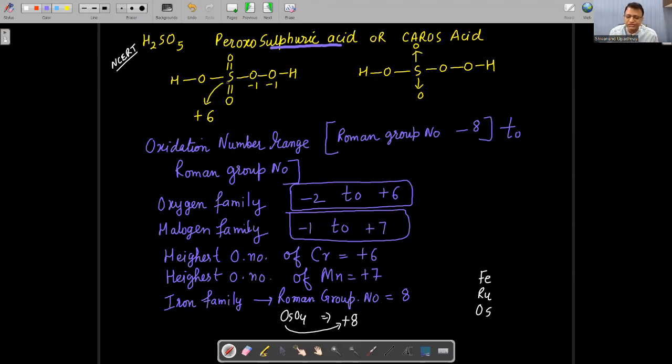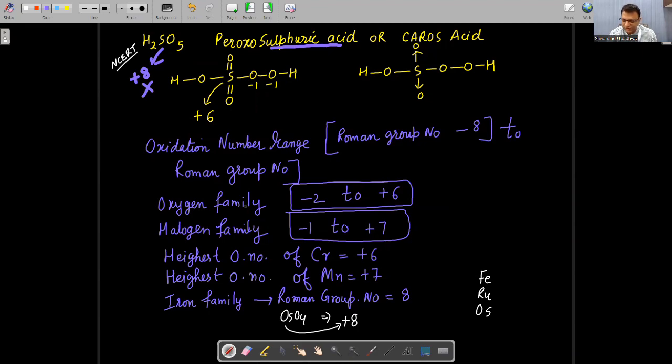Some students who do not draw the structure or do not follow the range of oxidation states can make an error, because generally in compounds hydrogen is present in +1 oxidation state and oxygen is present in -2 oxidation state. From there, if I calculate the oxidation number of sulfur using the formula, sulfur comes out to be +8, which is wrong, because the oxidation number range can be decided by this formula: Roman group number minus 8 to Roman group number.